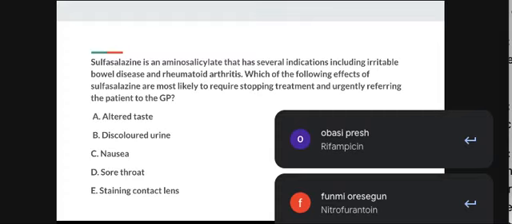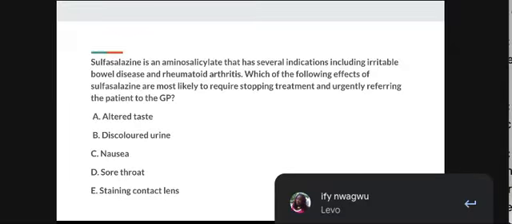What antibiotic causes urine discoloration? So Presh said rifampicin, that's correct, for tuberculosis. Nitrofurantoin, that's correct. Nitrofurantoin also causes urine discoloration. What medication used for Parkinson's disease also causes urine to be discolored? Levodopa and entacapone. Well done, well done. You guys are doing great. Levodopa and entacapone.